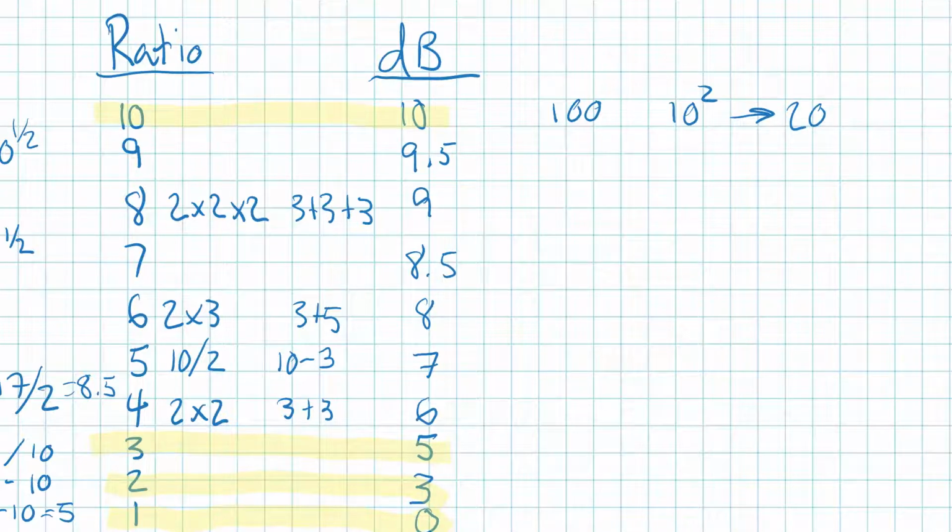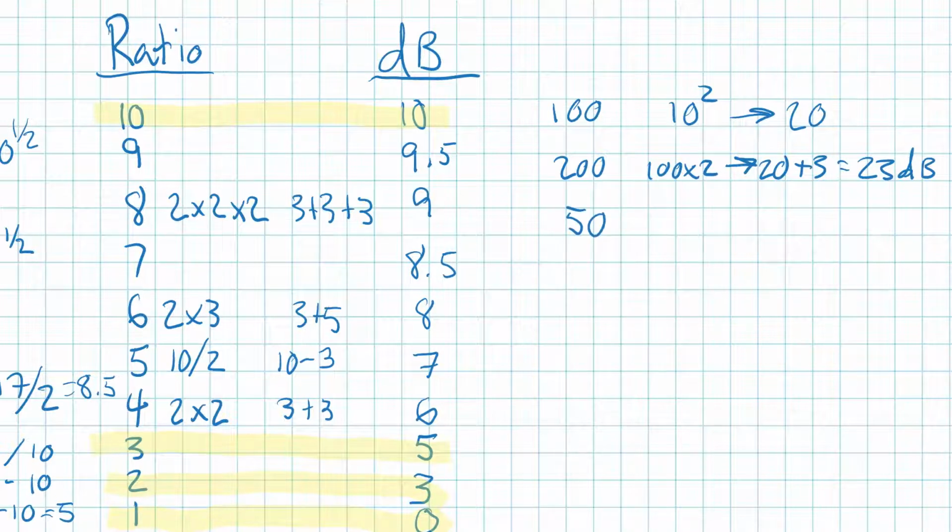Well, what about 200? Well, that's just 100 times 2. So we had 20 for the 100, and times becomes plus, and 2 is a factor of 3 dB. So we get 23 dB for a ratio of 200 to 1. If we go the other direction and take 50, that's 100 divided by 2, or 20 minus 3, gives us 17 dB.